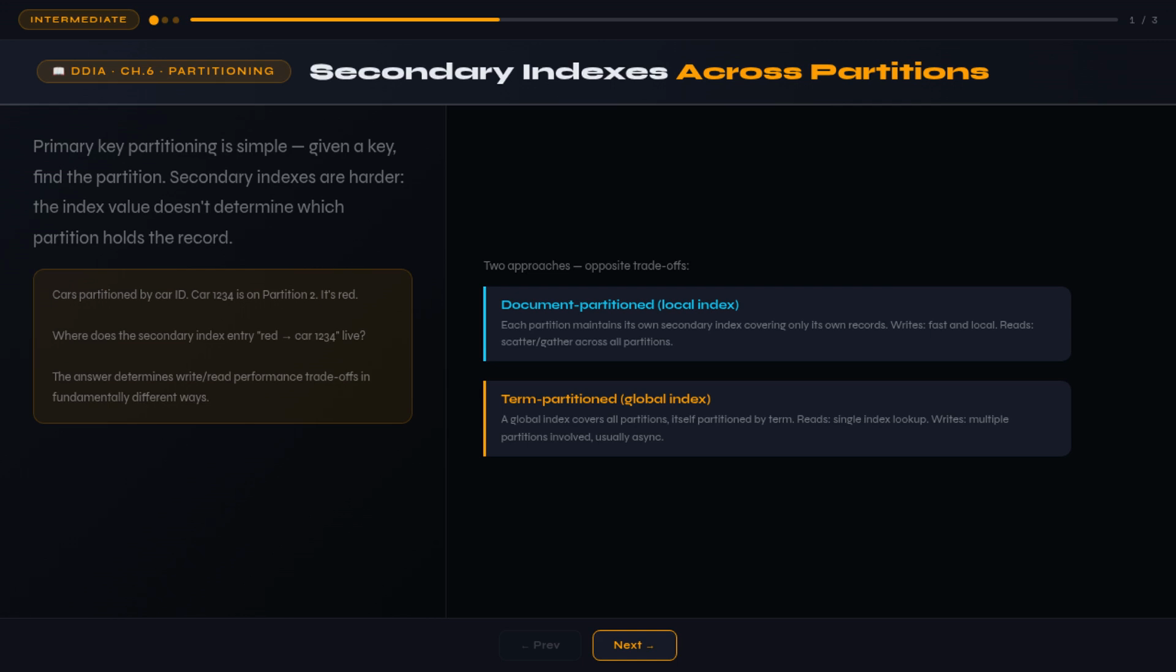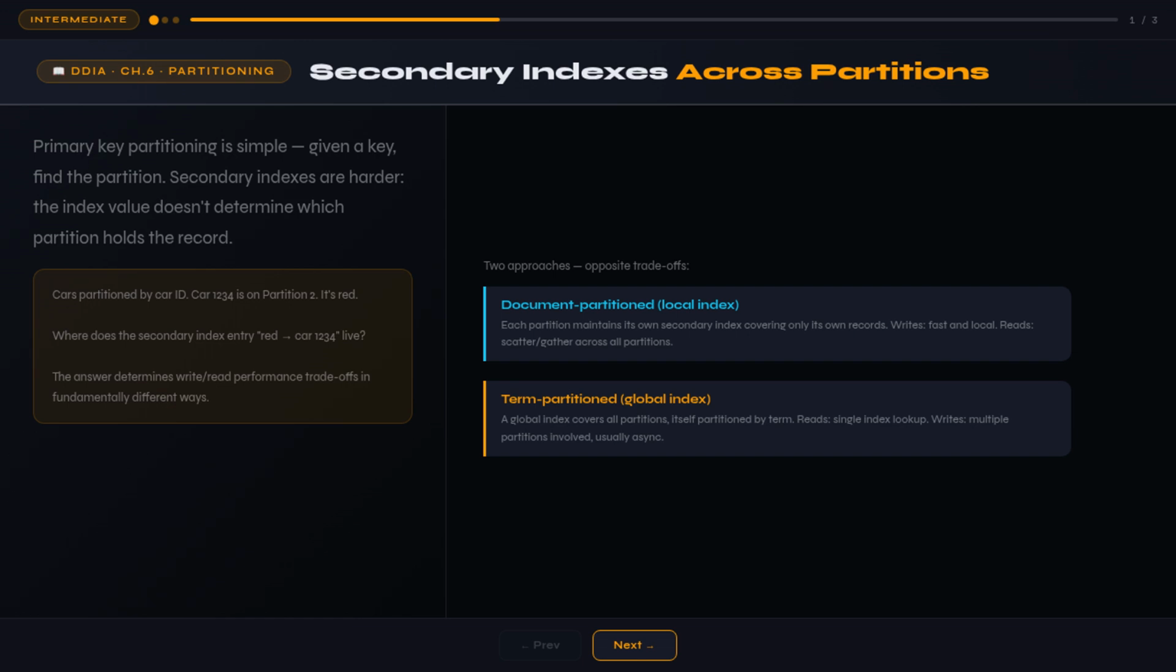Primary key partitioning answers one question cleanly: given a key, which partition holds the data? But real applications need to query data in more ways than just "find me the record with this key." Find all cars with color red. Find all users in Berlin. Find all products with price under $50. These are secondary index queries, queries on fields other than the primary key.